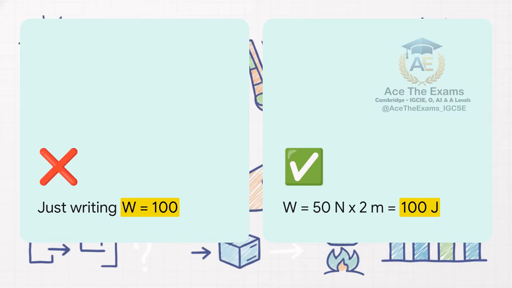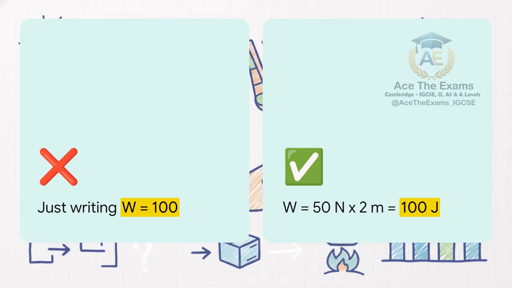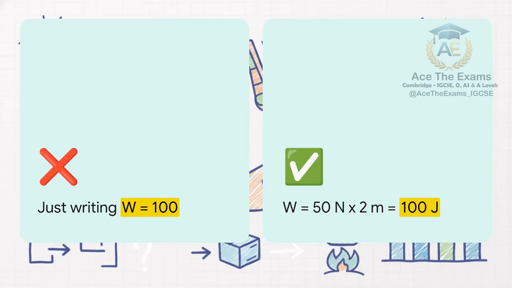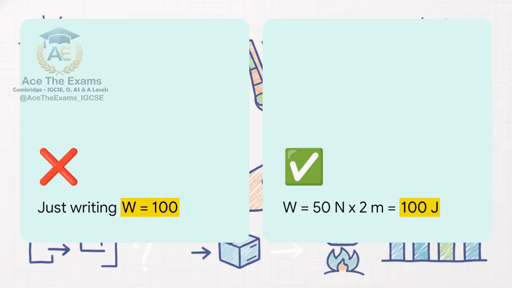Think about it. Even if you panic and punch the wrong numbers into your calculator at the very last second, the examiner can see exactly what you tried to do and will award you marks for the process. Stating, substituting, standard units. Lock that into your memory right now.